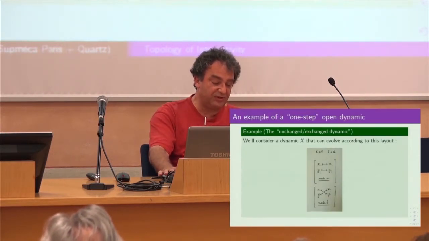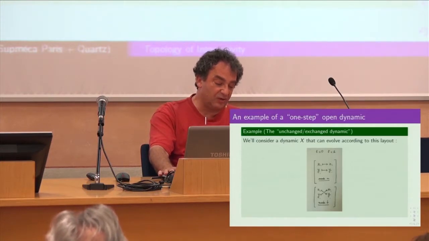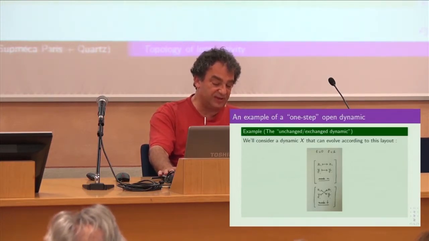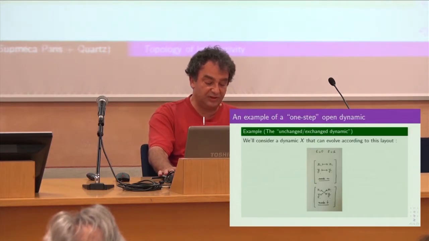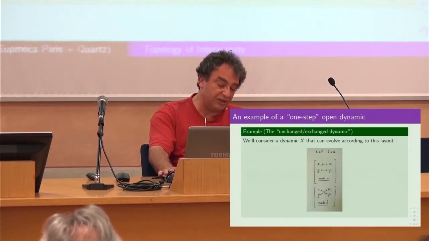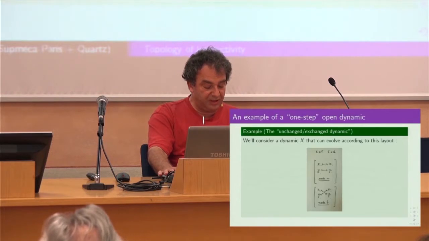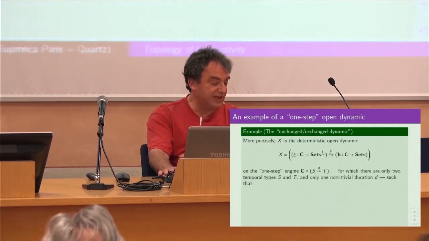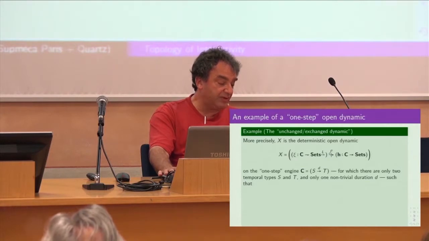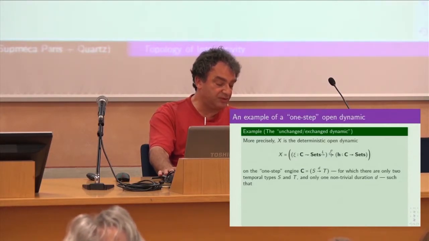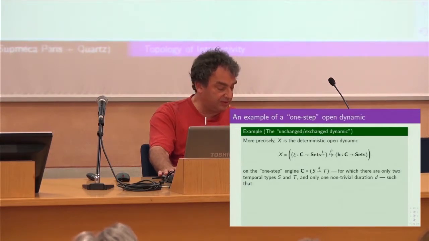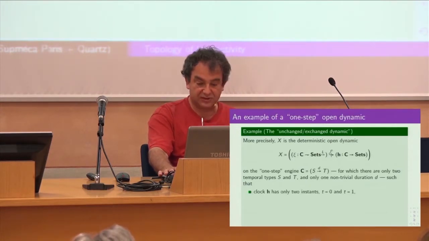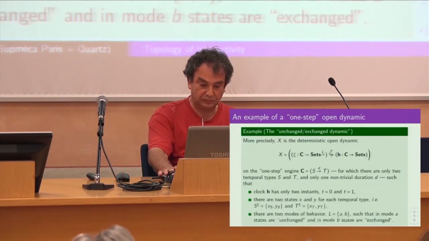We take as a reference example this open dynamic X, whose clock has only two instants, and whose parameter set L has two modes, denoted here A and B. In mode A, states stay unchanged, if we can say so, and in mode B, states are exchanged. So more precisely, we take as engine the small category with two objects and only one non-trivial arrow between them, and clock states and transitions given as it is written here.